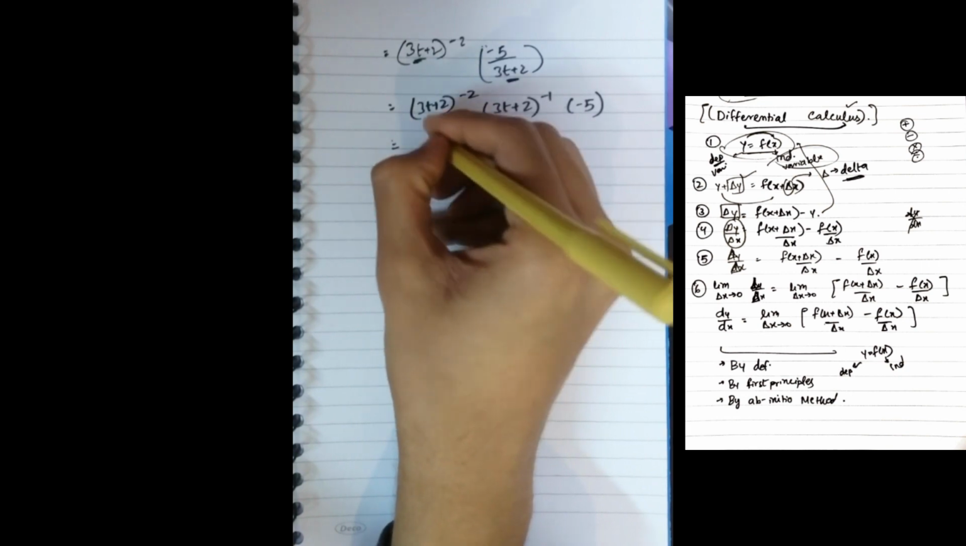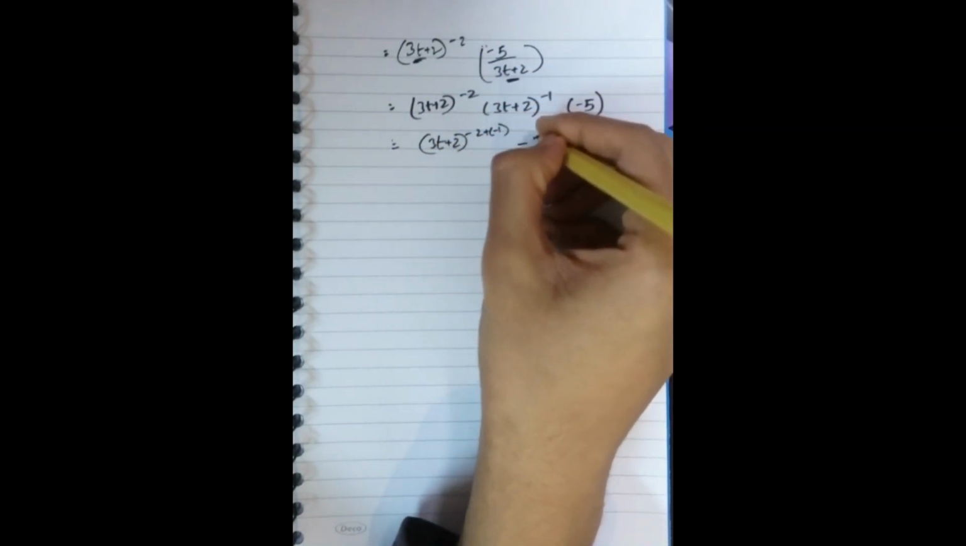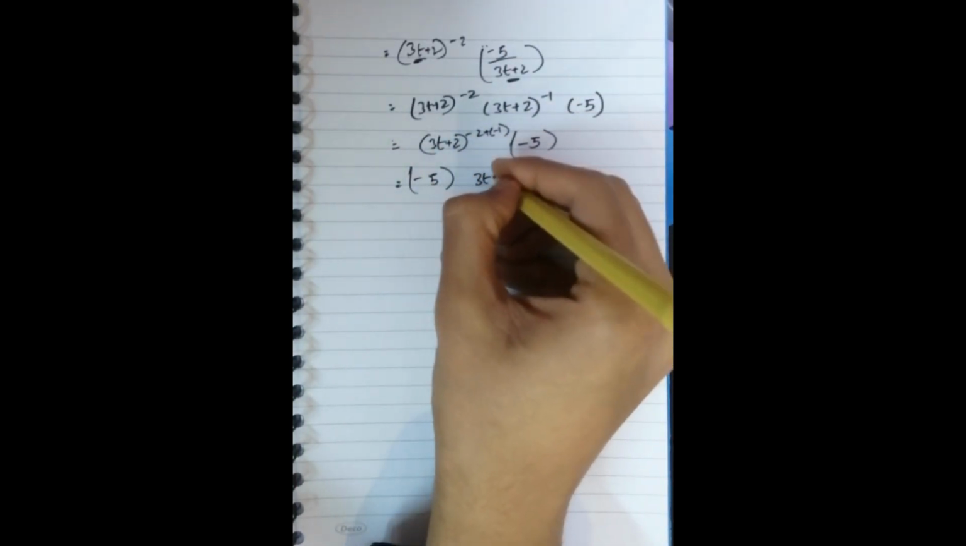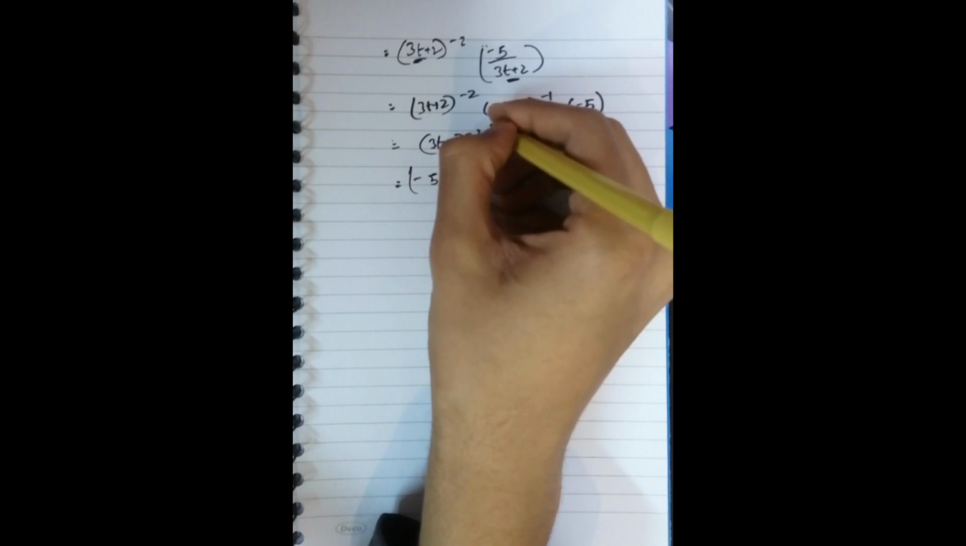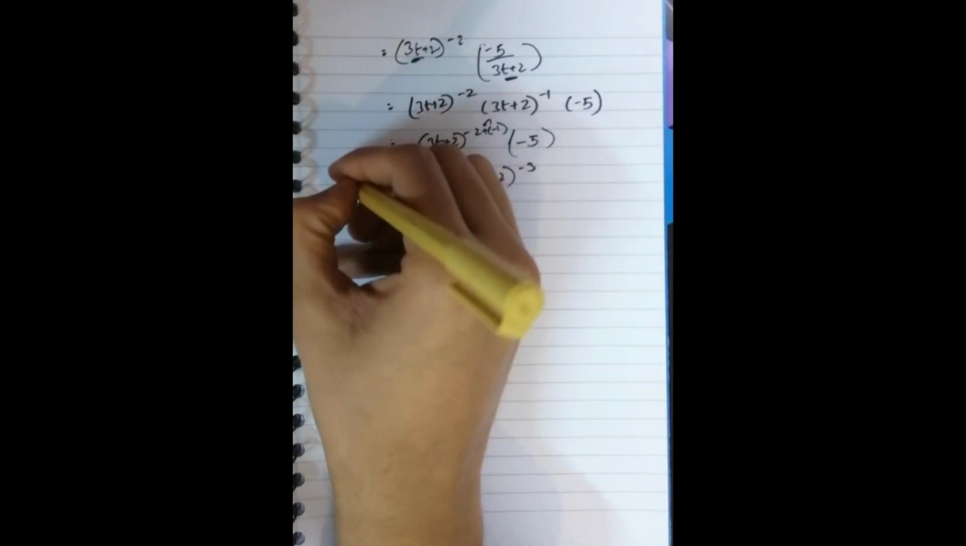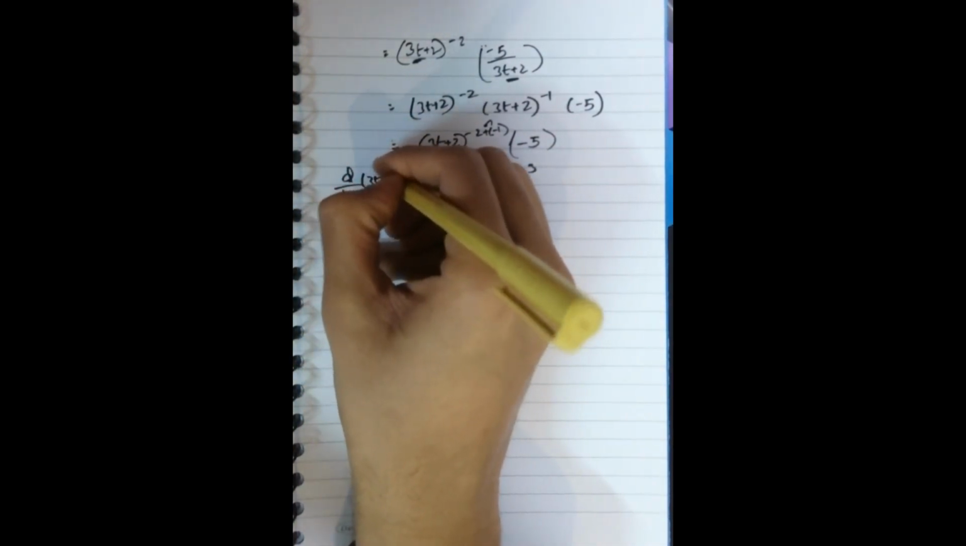What are we getting? Minus 2 minus 1. Minus 6 in the beginning, and (3t + 2) to the power minus 2, where minus plus gives the remainder minus. So minus 2 minus 1 is minus 3. So this is the derivative of the function (3t + 2) to the power minus 2.